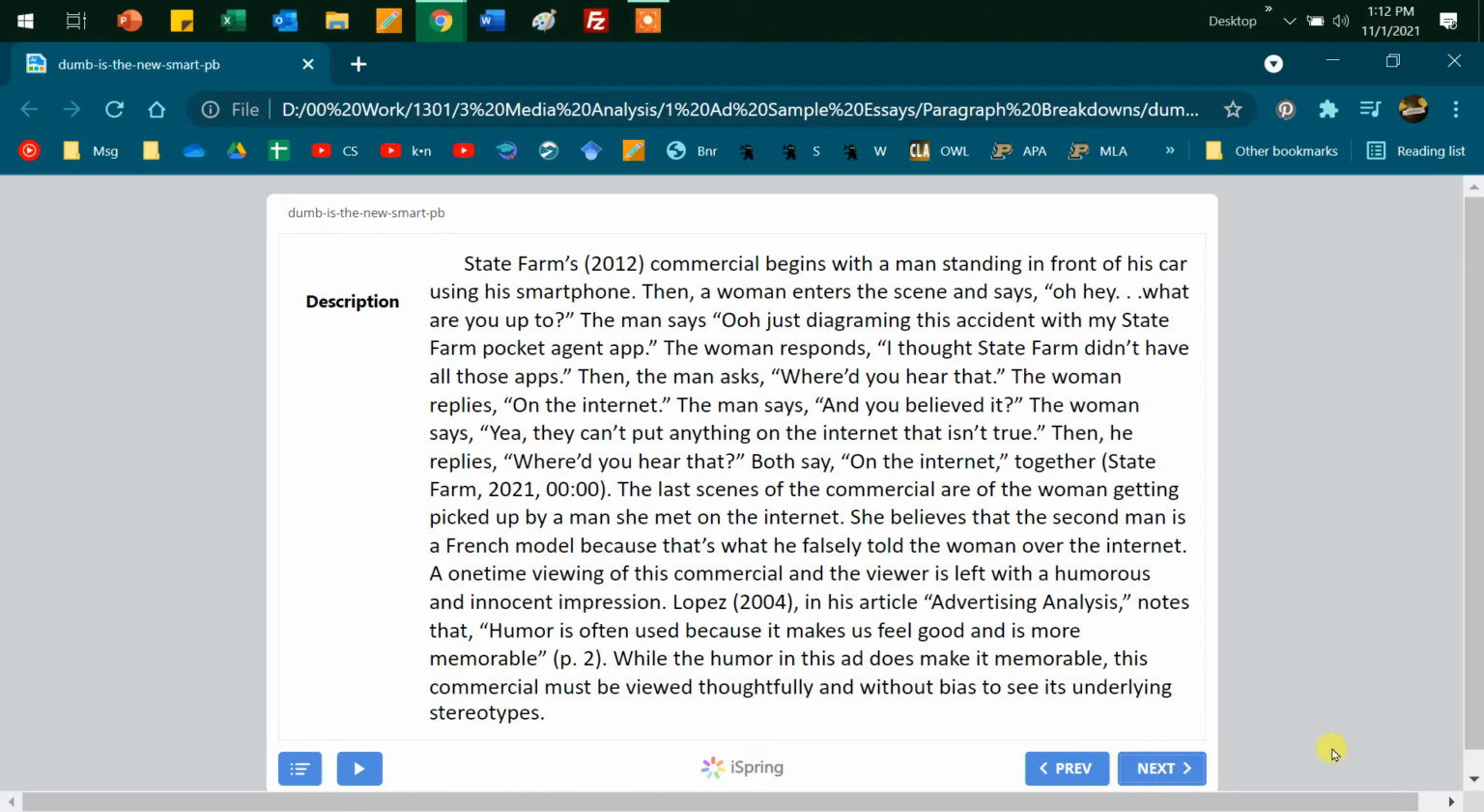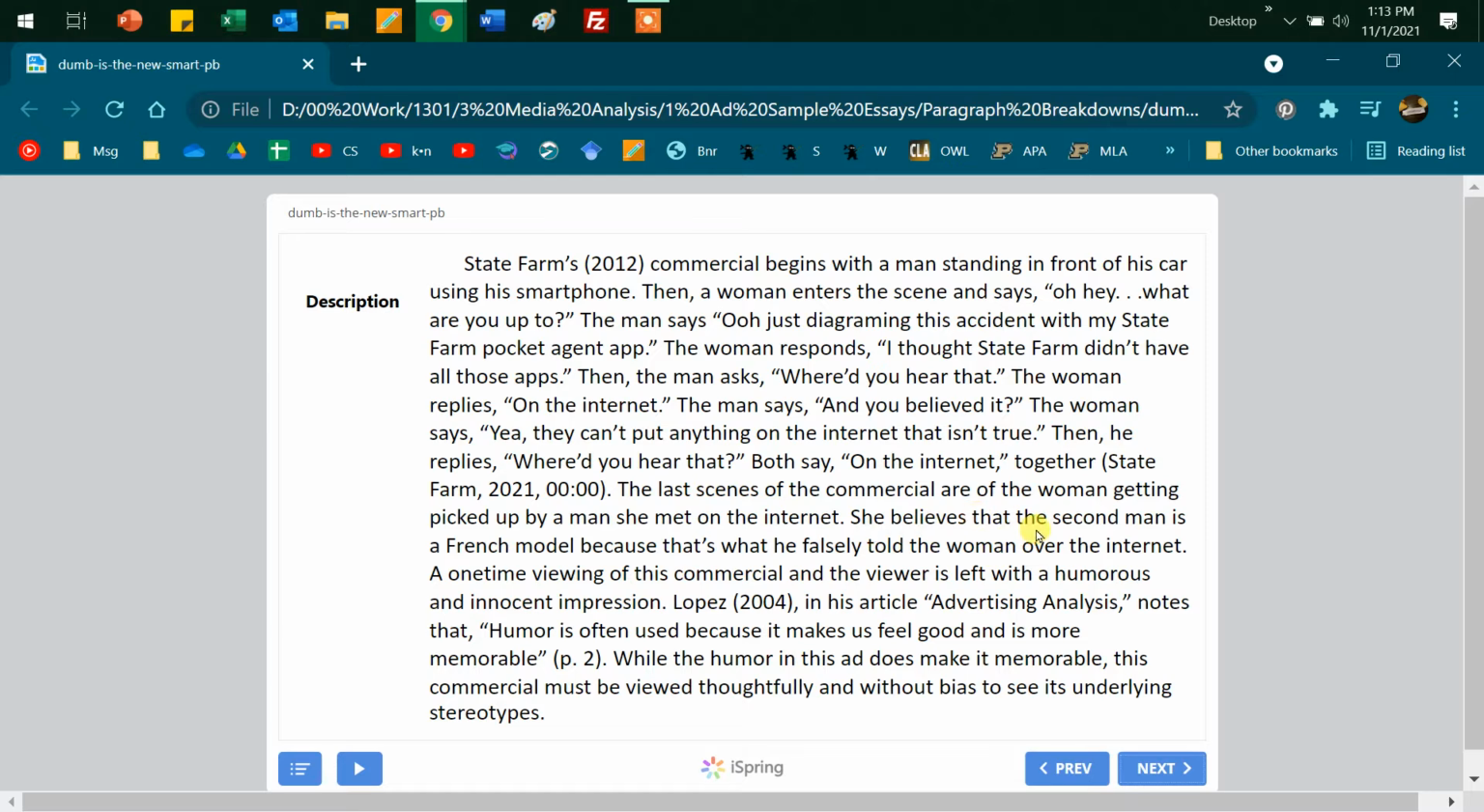All right. State Farm's commercial begins with a man standing in front of his car using a smartphone. Then a woman enters the scene and says, "Oh, hey, what are you up to?" The man says, "Oh, just diagramming this accident with my State Farm Pocket Agent app." The woman responds, "I thought State Farm didn't have all those apps." Then the man asks, "Where'd you hear that?" The woman replies, "On the internet." The man says, "And you believed it?" The woman says, "Yeah, you can't put anything on the internet that isn't true." Then he replies, "Where'd you hear that?" Both say, "On the internet," together.